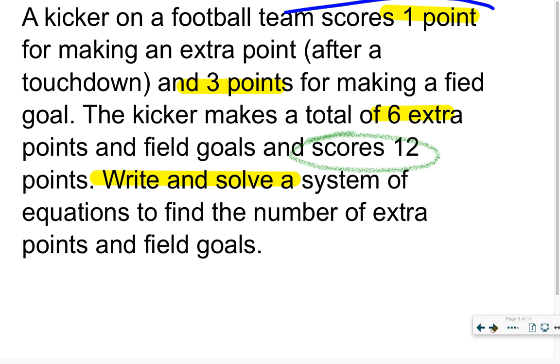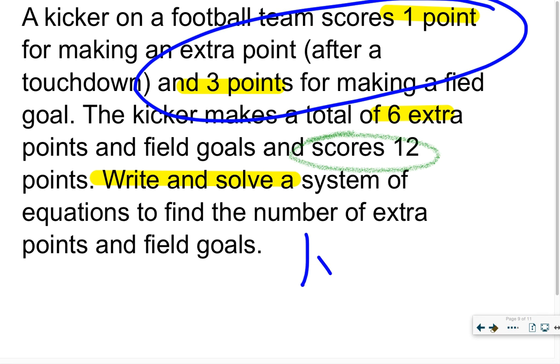I see some information given to us right up here. 1 point for an extra point and 3 points for a field goal. Do we know how many extra points he made or how many field goals he made? Nope. So bummer. You're going to have to pick a variable for each of them, x and y. And since we're here together, not really here together, I'm just going to write it down myself.